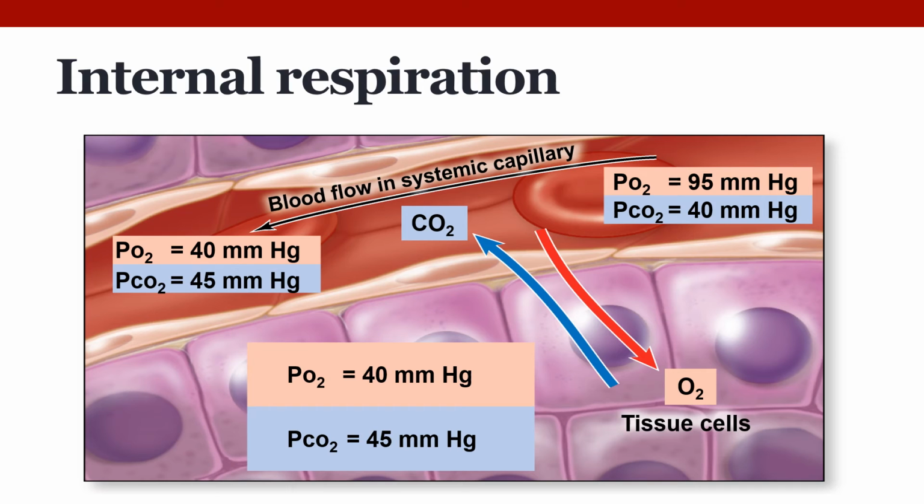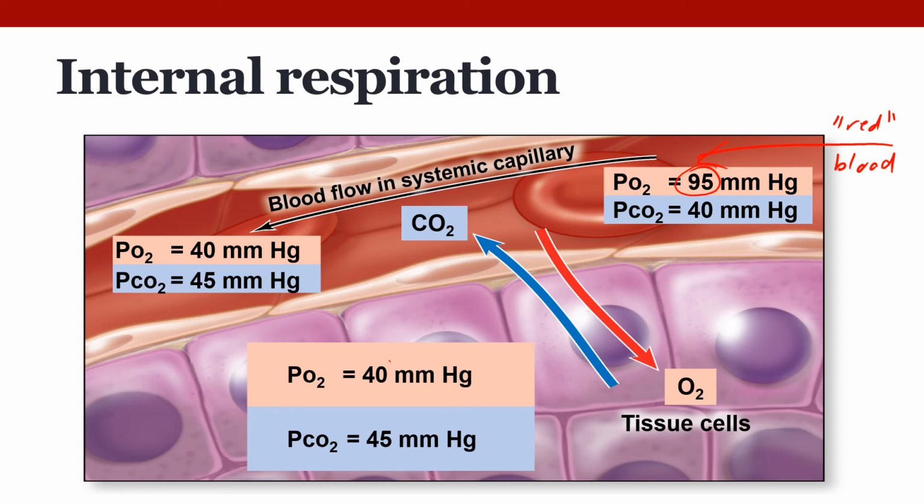We have blood that we would identify as red blood, high in oxygen, entering the tissue. Maybe it's lost a few millimeters of mercury of oxygen along the way, so it's now down to about 95.